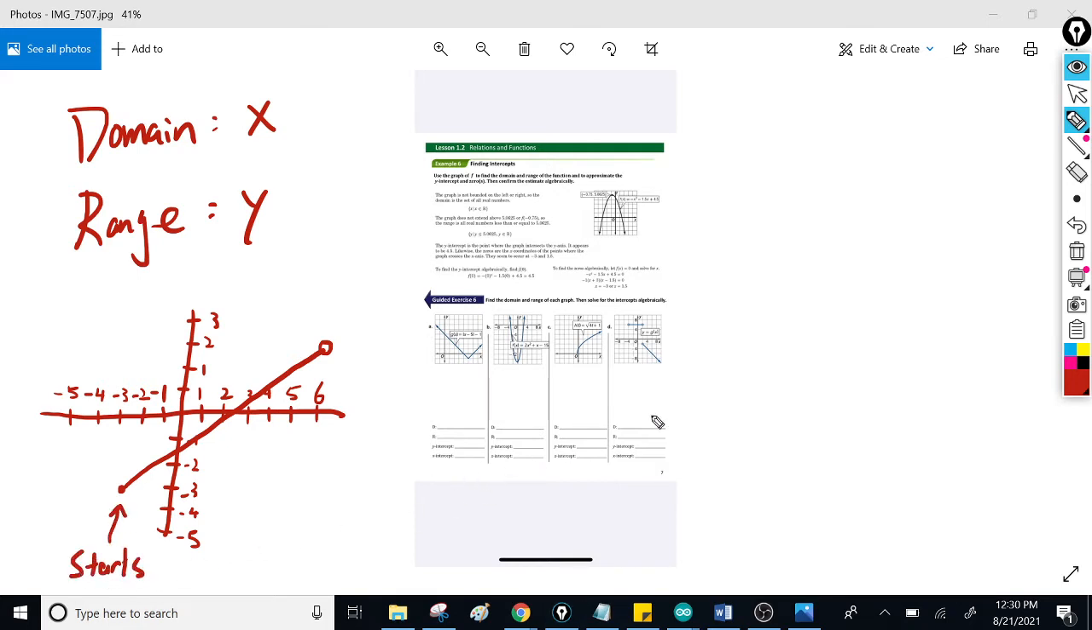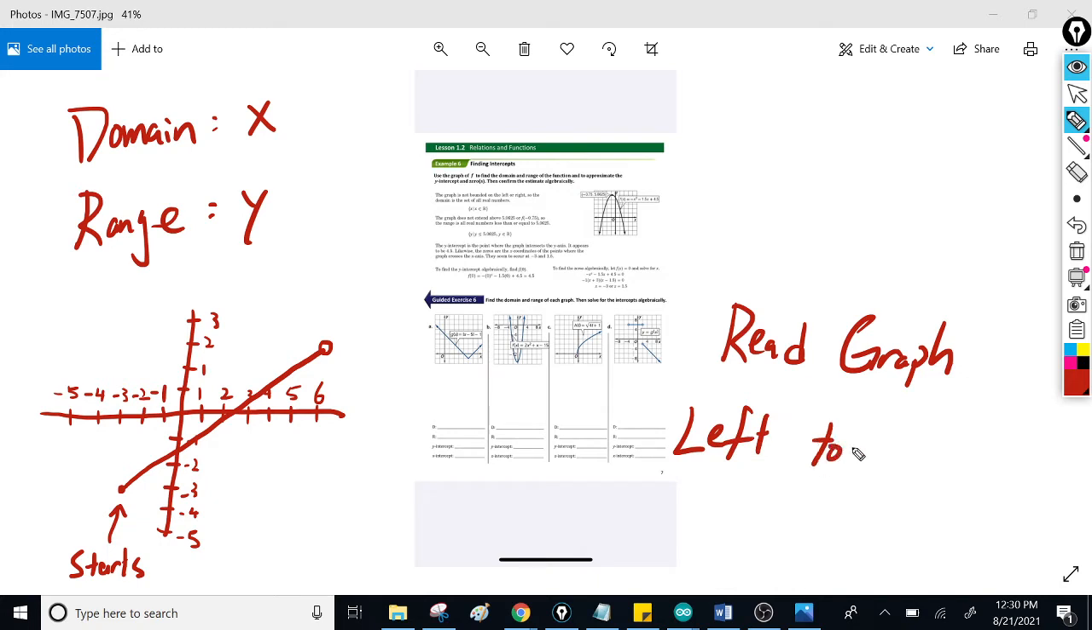So you read a graph from left to right, just like how you read English, you read it from left to right. So that means it starts right here, and then it will keep going up and to the right, and it will end right here. All right, so it starts down here and then it ends up here.